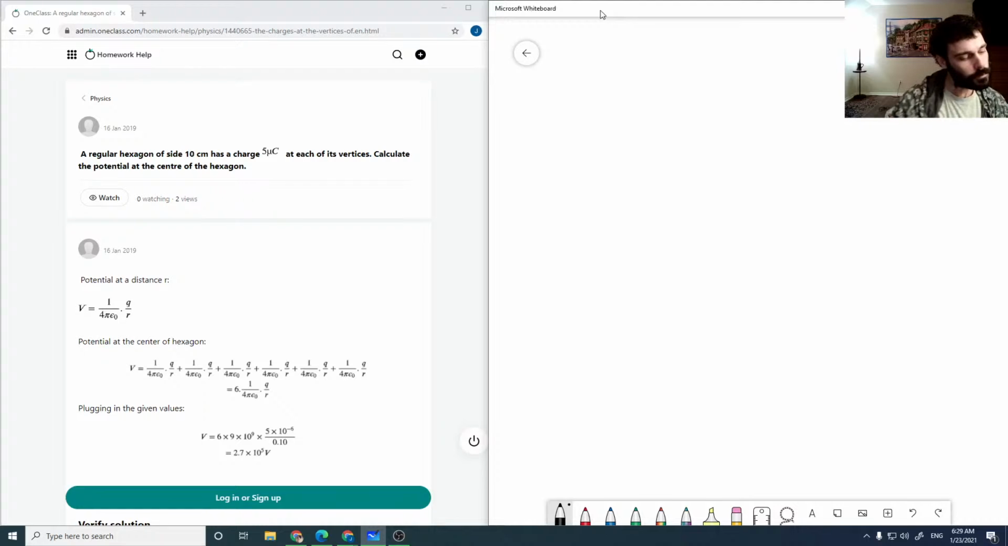I have a PhD in physical chemistry and today I'm going to run through a few undergraduate and upper high school level physics questions. So here's our first one. We have a regular hexagon of side 10 centimeters, and there's a charge of 5 microcoulombs on each vertex.